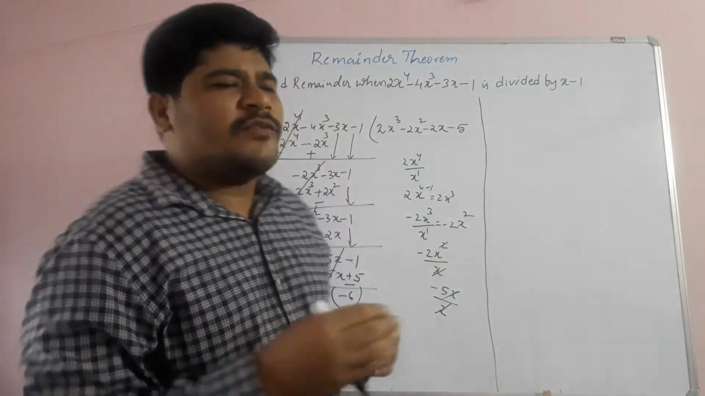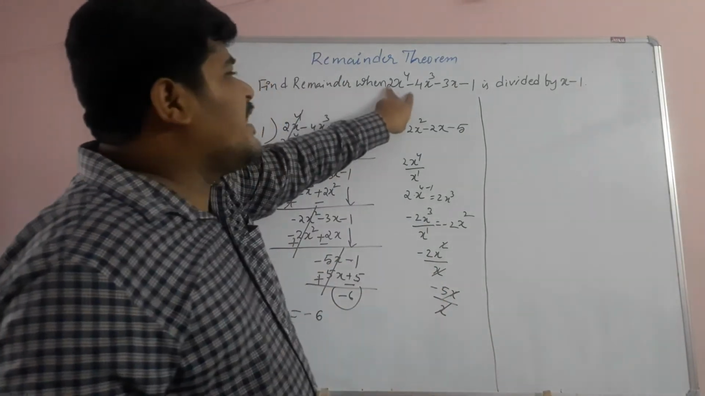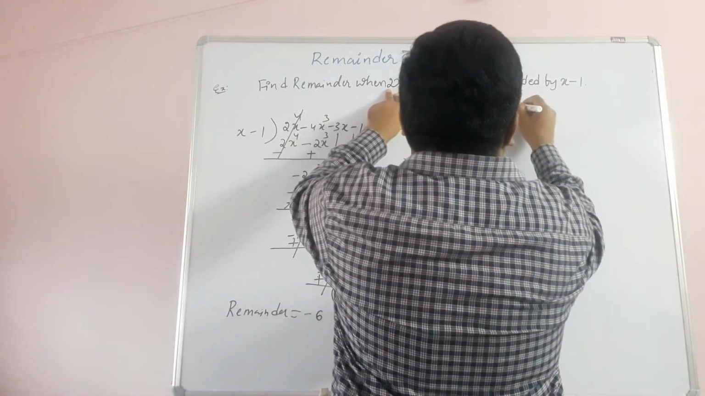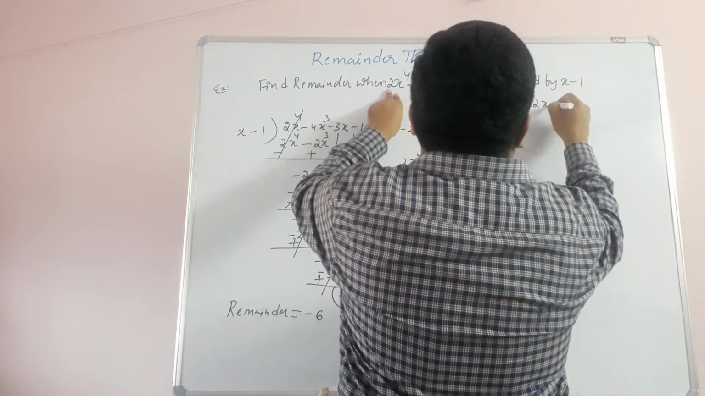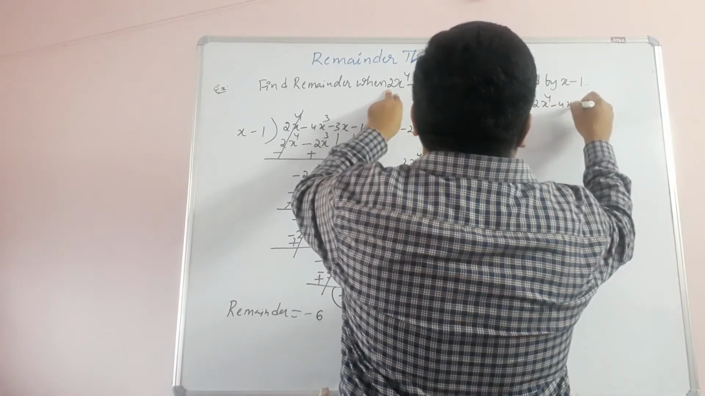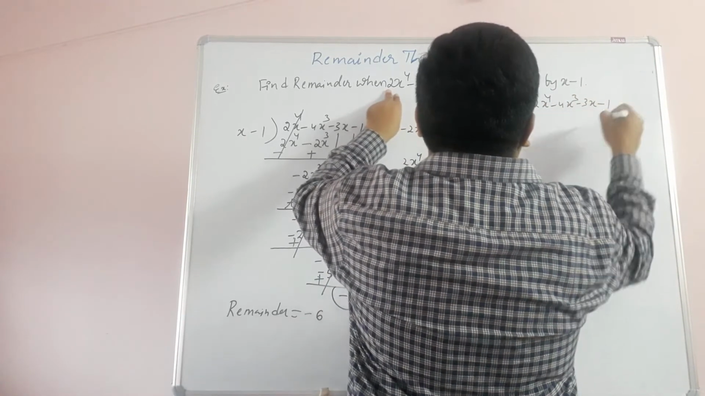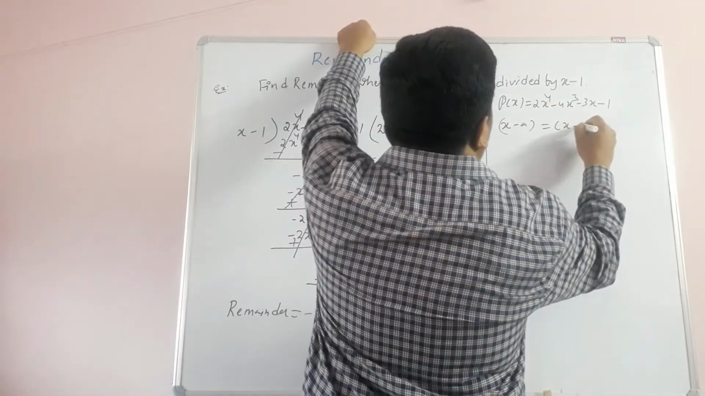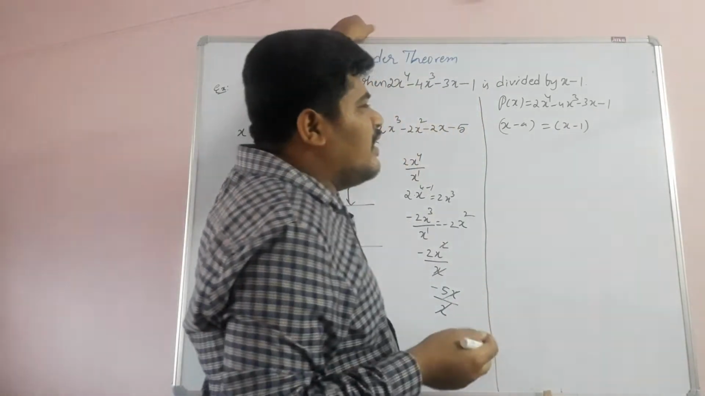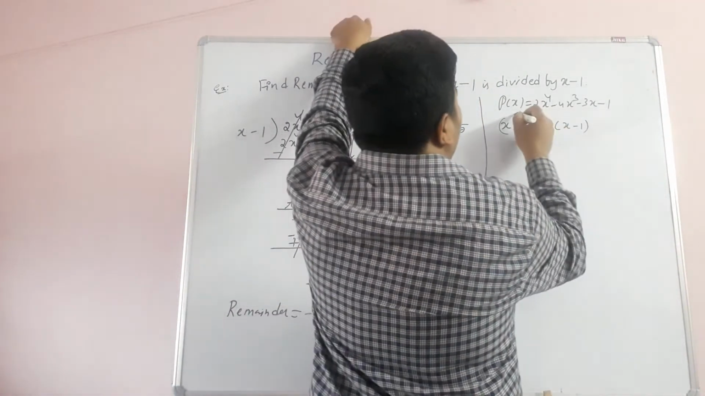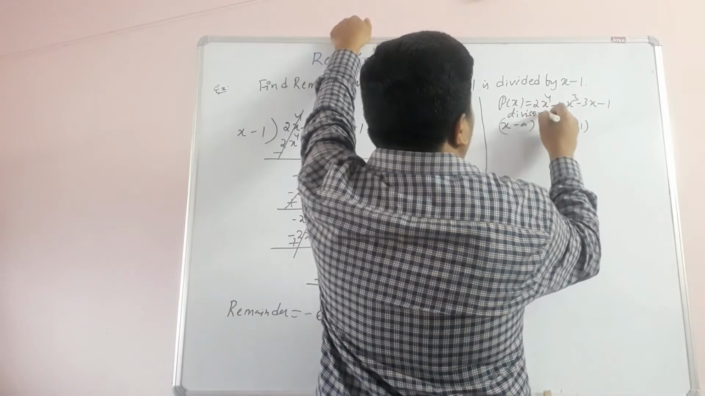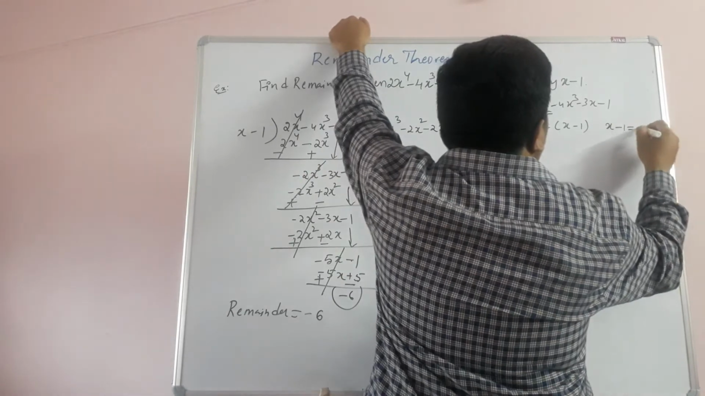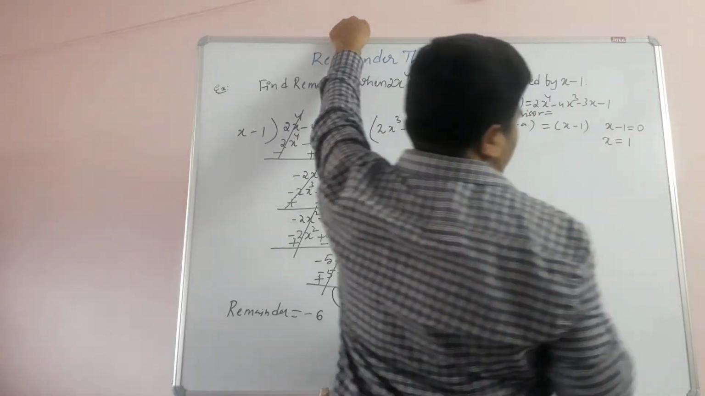So this is the remainder theorem. Now I am taking this given polynomial of 4th degree as p of x. So p of x is equal to 2x power 4 minus 4x cube minus 3x minus 1. And what is the linear polynomial? x minus a, where the value is given as x minus 1. So children, they give a divisor, no? All these divisors we have to equate to 0. So we take x minus 1 is equal to 0 and x is equal to 1.